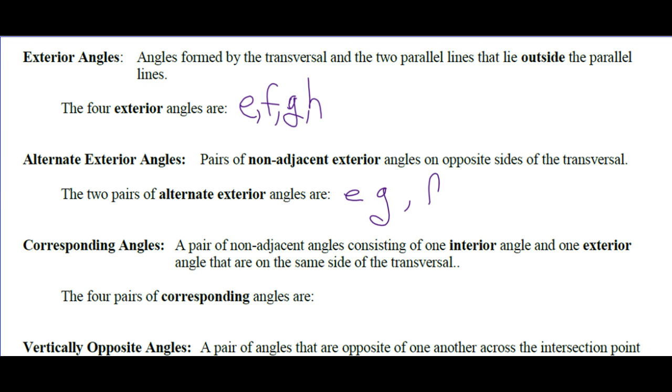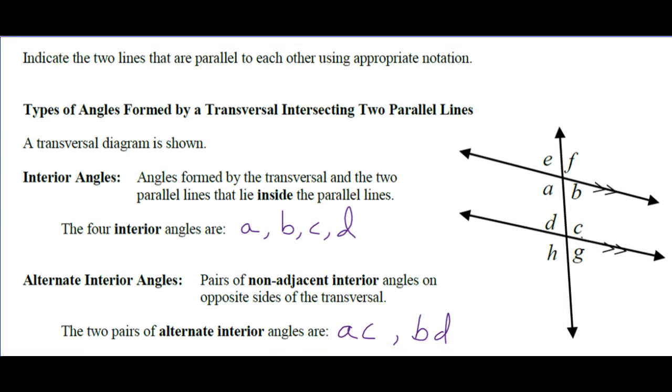Corresponding angles: a pair of non-adjacent, meaning that they are not beside each other, angles consisting of one interior, you have one choice from A, B, C, D, and one exterior, you have one choice from E, F, G, H, that are on the same side of the transversal. Okay, so what are they? One interior, one exterior, not beside each other, so EA is out. ED, FC, ED, FC, BG.